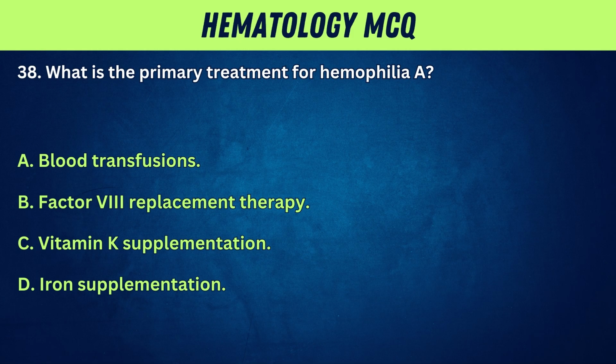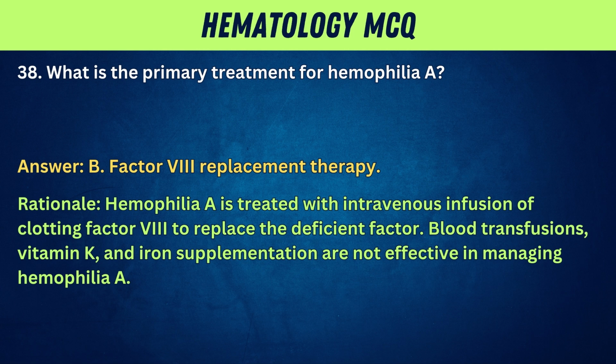38. What is the primary treatment for hemophilia A? A. Blood transfusions. B. Factor VIII replacement therapy. C. Vitamin K supplementation. D. Iron supplementation. Answer: B. Factor VIII replacement therapy.